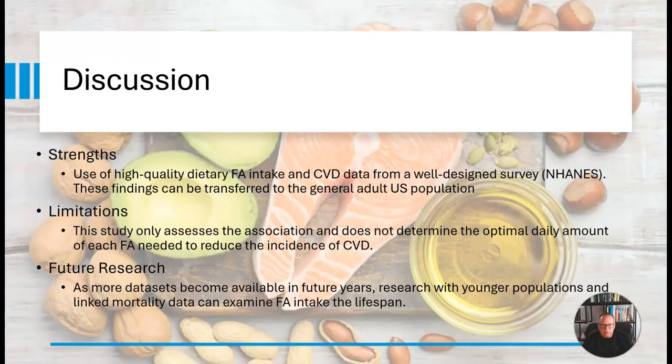The strength of this research project was the use of high-quality dietary intake data along with cardiovascular disease data from well-designed surveys, NHANES, and the CDC. So these findings could be translated to the general adult U.S. population. Limitations: the study only assesses the association between the incidence of cardiovascular disease and each of these fatty acids. It doesn't attempt to tell the optimal amount. That would have to be done with further research.